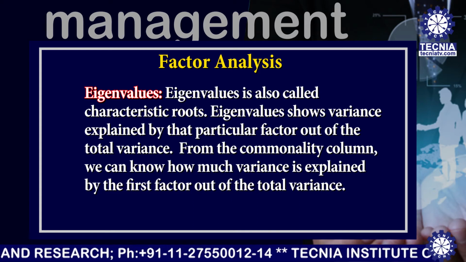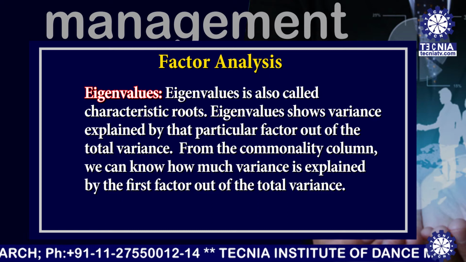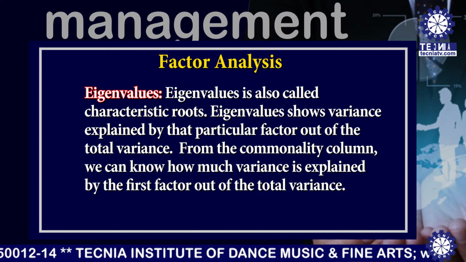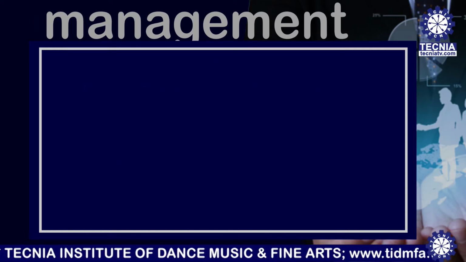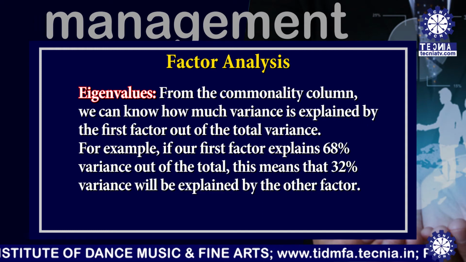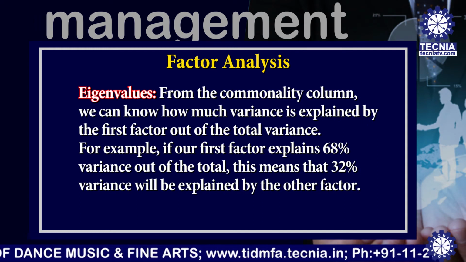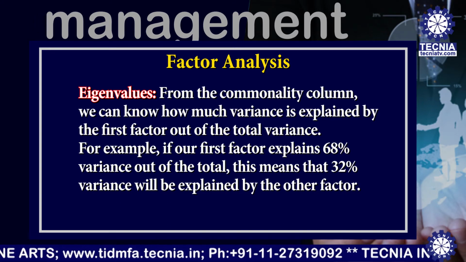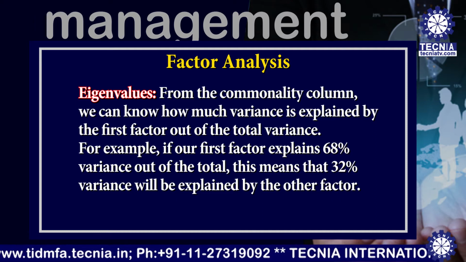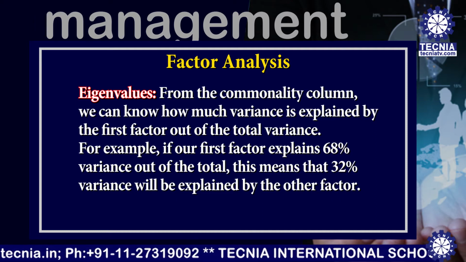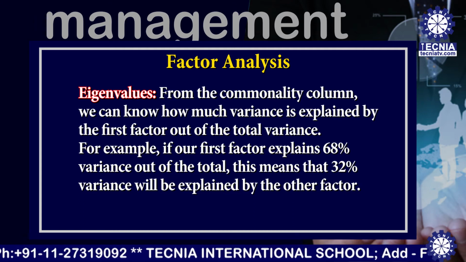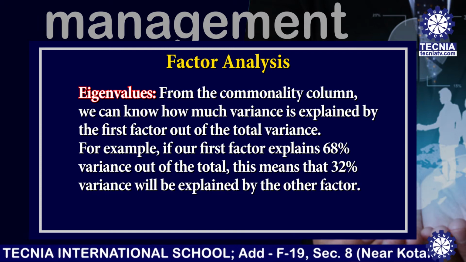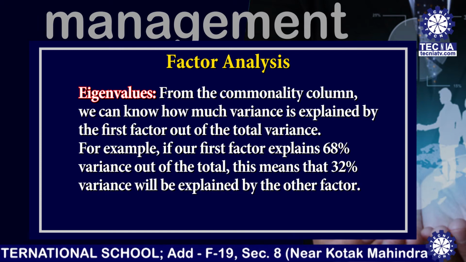Another one is eigenvalue. Eigenvalue is also called characteristic roots. Eigenvalue shows the variance explained by that particular factor out of the total variance. From the communality column, we can know how much variance is explained by the first factor out of the total variance. For example, if our first factor explains 68% variance out of the total, this means that 32% variance will be explained by the other factors.